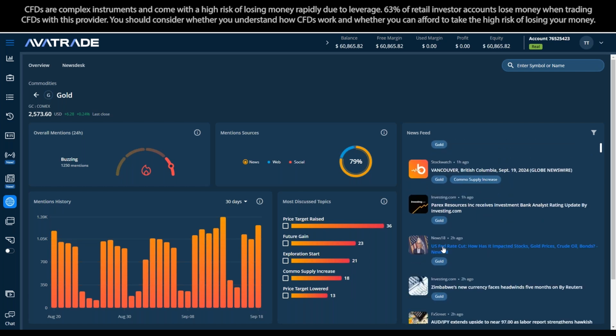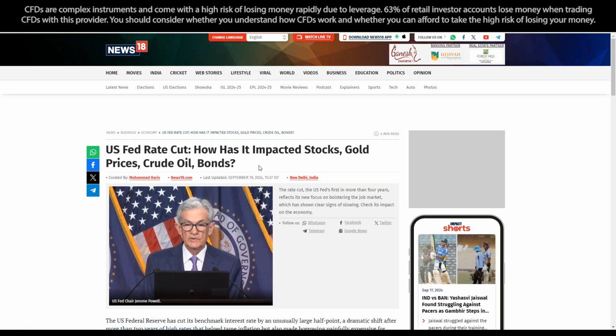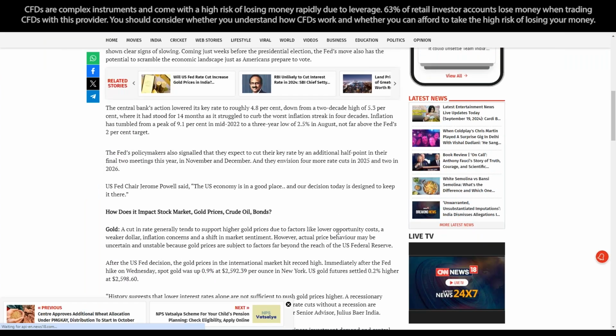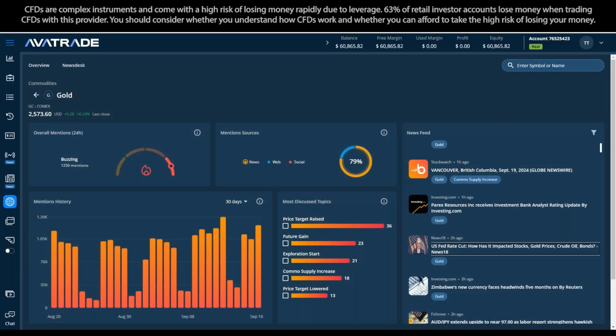Here's an article about the rate cut. How has it impacted stocks, gold prices, crude oil, and bonds? So that would be a very interesting read if you're interested in trading on stocks like we were just looking at, also gold, crude oil, and bonds. So you can go to that entire article and read, what does this source think about the effect that this rate cut will have on those instruments? And you could read the entire article and see if it clues you in as to something that maybe makes you think you can predict how gold might move in the coming days or weeks, etc.